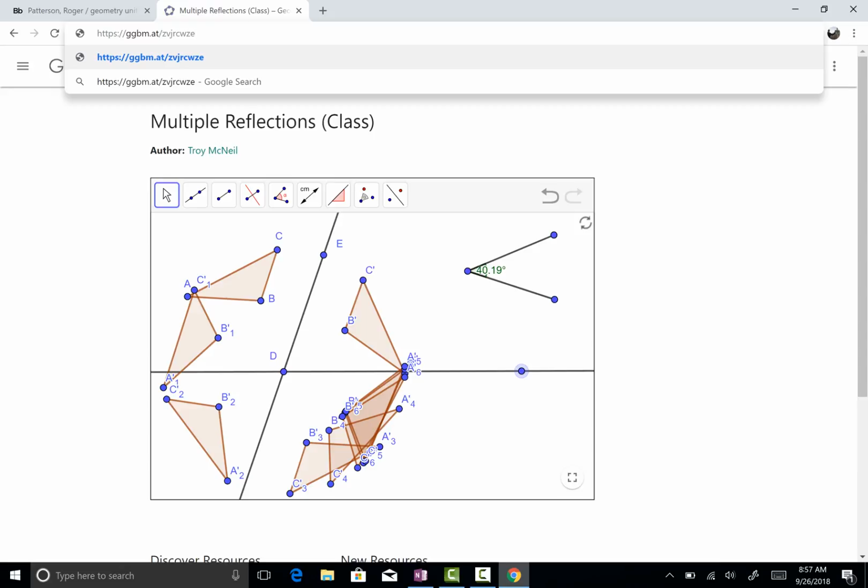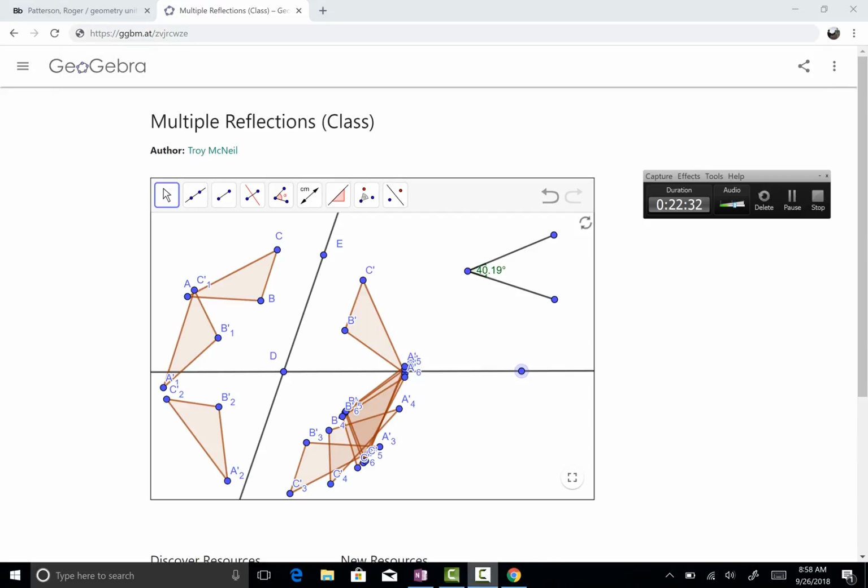So Z, V, J, R, C, W, Z, E. Okay? Ramon, as soon as one person at your table has that up and going, you can go do what you need to do. So work together on this. It should take you about 5 minutes or so. This one is a double reflection over parallel lines. Try it out. I'm going to give you about 5.